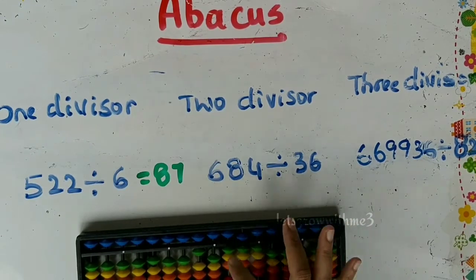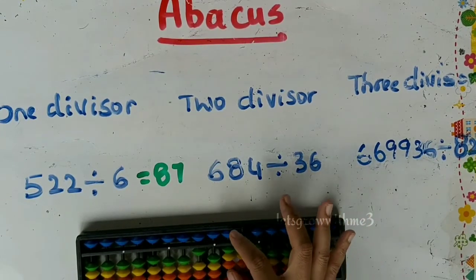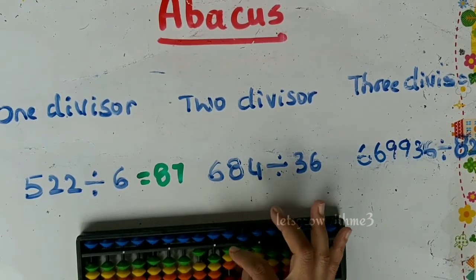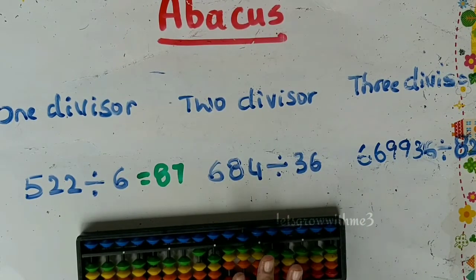So 3 is left, and the next one is 6 ones are 6. I need to remove 6 from this. So how to remove 6? So we can remove 6 directly. So how are we doing?